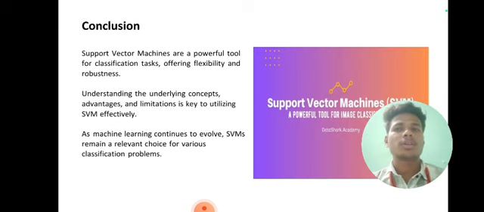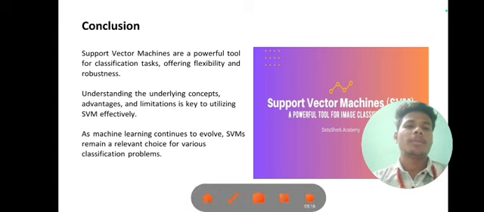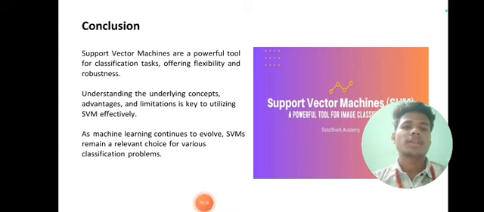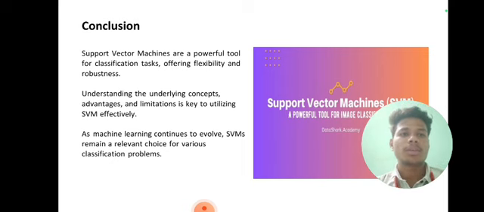The last slide is conclusion. Support vector machines are a powerful tool for classification tasks, offering flexibility and robustness. Understanding the underlying concepts, advantages, and limitations is key to utilizing SVM efficiently. As machine learning continues to evolve, SVMs remain a prevalent choice for various classification problems.